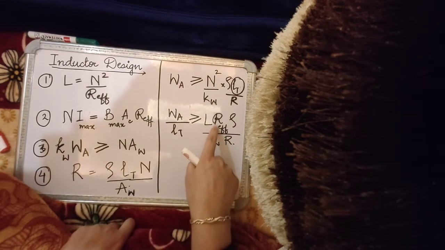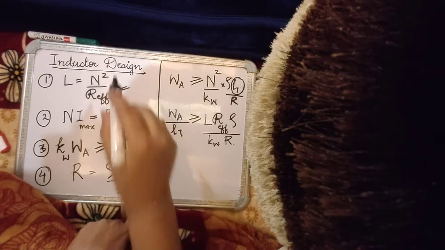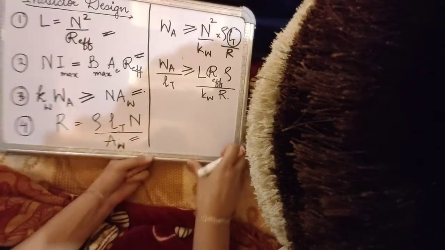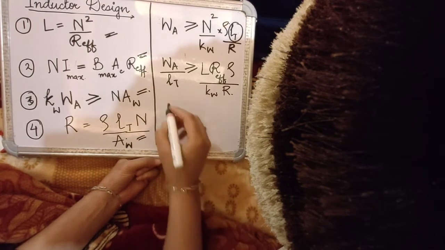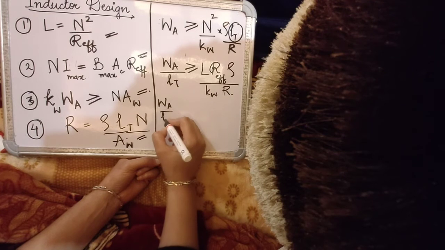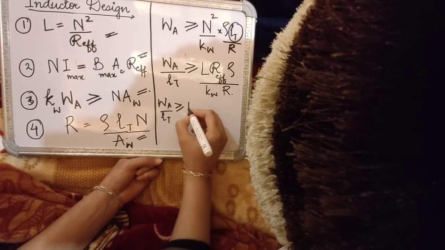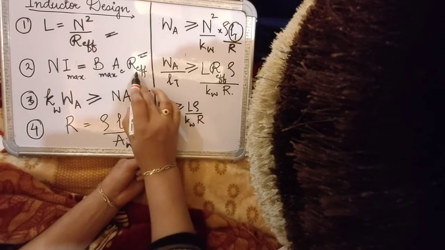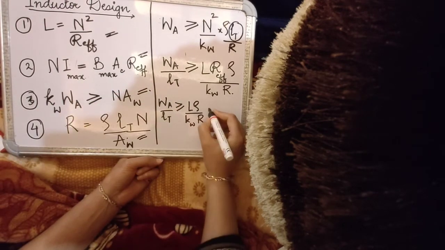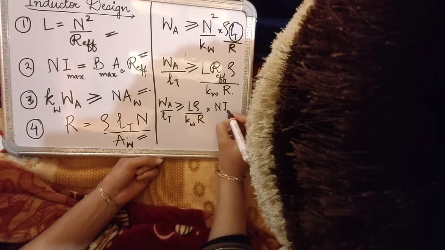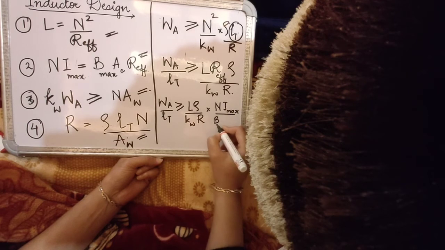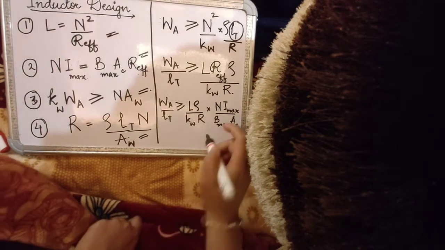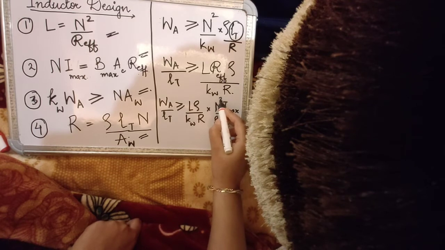Now I can also substitute effective reluctance by the second equation. I have incorporated this. I started off with this. I have also incorporated this. Now let me incorporate the second constraint, where I'll substitute for R effective. I can write it as WA by LT is greater than or equal to L rho by kW R. R is a resistance. R effective is the effective reluctance, into N I max upon B max, and this is AC, area of cross section of the core. I can again write this N as N square by N.